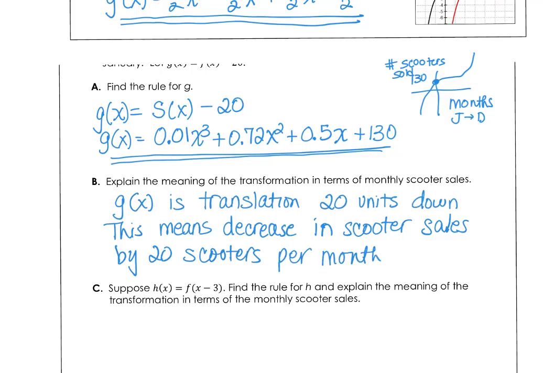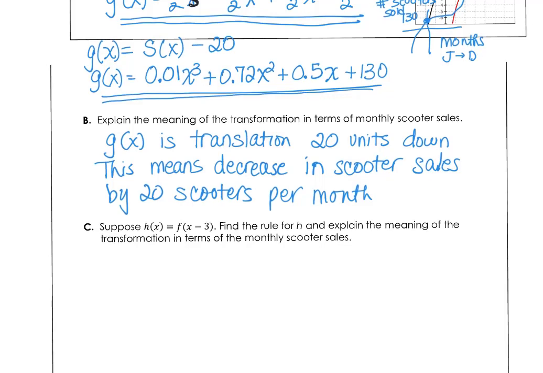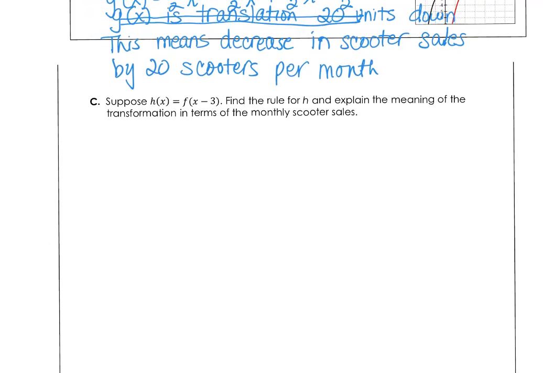And then I'm going to go back and make a little correction on my handout here. We should have had g of x should be s of x minus 20, not f of x, because we named our function s of x. And then our very last exercise, suppose h of x is s of x. So again, I'm going to correct this. S of x minus 3. And we want to find the rule for h and explain the meaning of the transformation.